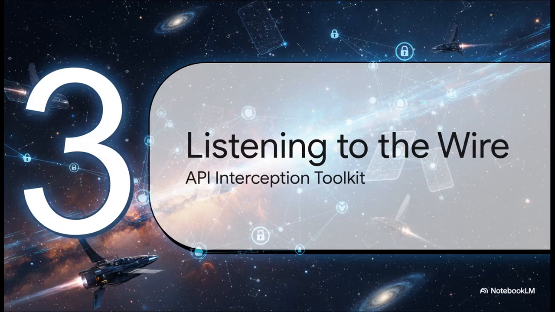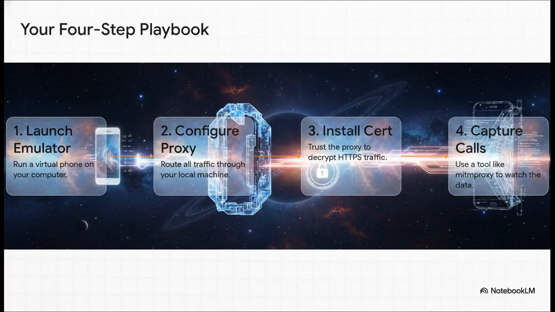So how do you actually do this? I know it might sound super complicated, but the toolkit for listening in is surprisingly simple. The whole goal is just to watch the app in action, learn the language it speaks, and then speak that language ourselves. Here's the playbook. Honestly, this is all you need. Step 1, you fire up a virtual Android phone right on your computer. Easy. Step 2, you tell that virtual phone to send all of its internet traffic through your local machine. Step 3, and this is the absolute key, you install a special security certificate. That gives your proxy permission to decrypt all the secure traffic. And finally, step 4, you launch a tool like mitmproxy and just watch the magic happen as the clean API calls and JSON data flow right onto your screen.